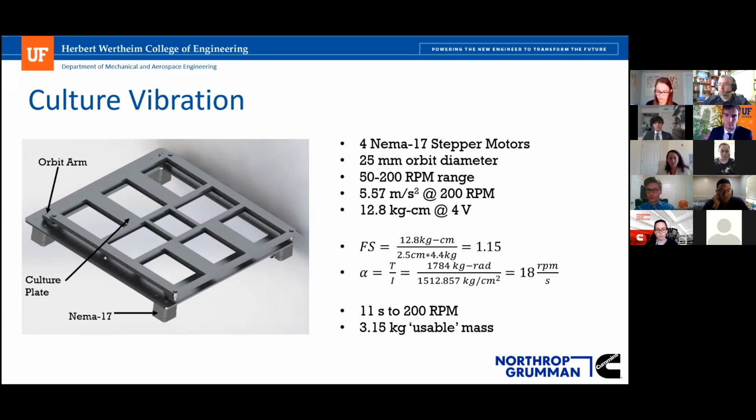Peak torque at 4 volts with all 4 motors is 12.8 kilogram centimeters. Based on that, we back calculated how much weight this thing could have in terms of its static weight. So based on the weight of the assembly and a 1.15 factor of safety, we're able to add 3.15 kilos of usable mass, aka pipette tips and fluid and conical tubes and well plates. And based on the torque of the motor and the inertia of the system, we can go from 0 to 200 RPM in about 11 seconds.